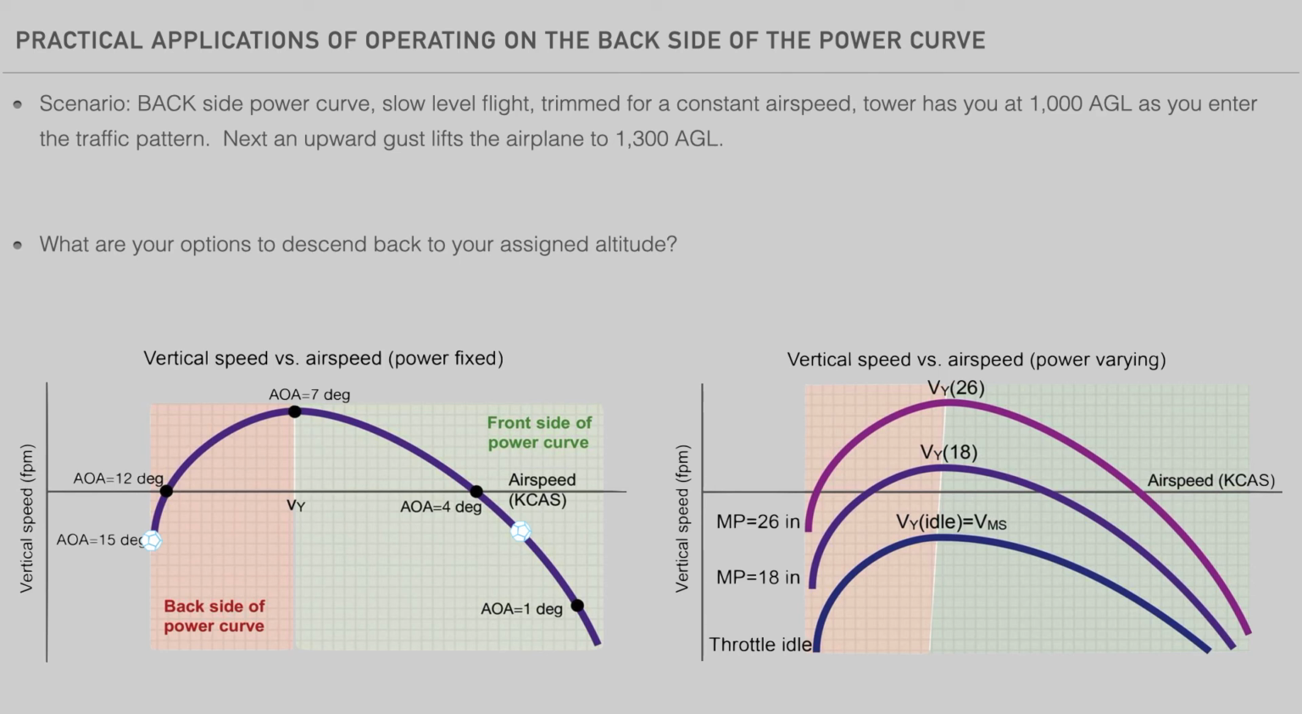What about using power? By decreasing power, you would begin a constant rate descent just as you did on the front side of the power curve. If, on the other hand, you experienced a downdraft, you could regain altitude at a constant airspeed by increasing power.